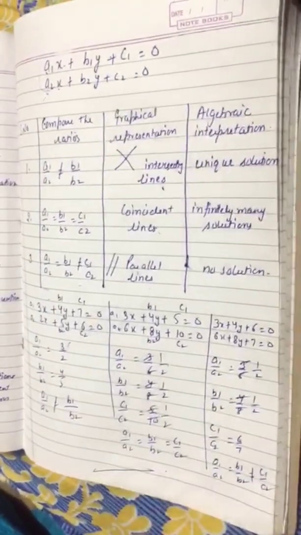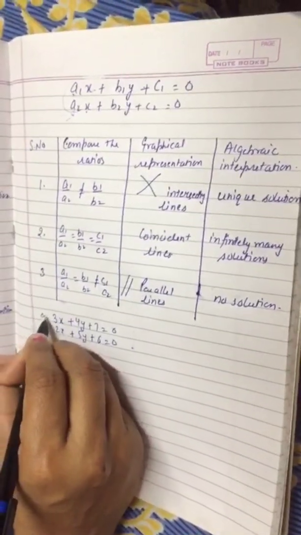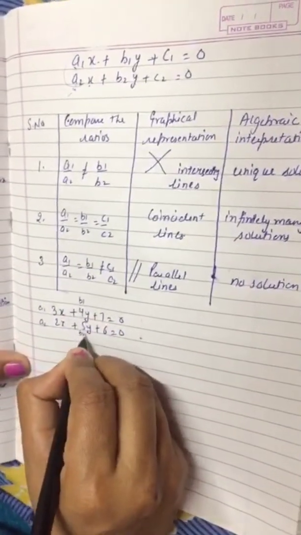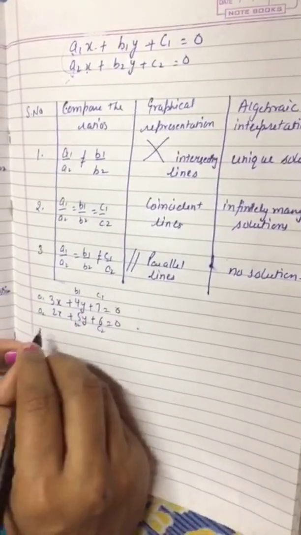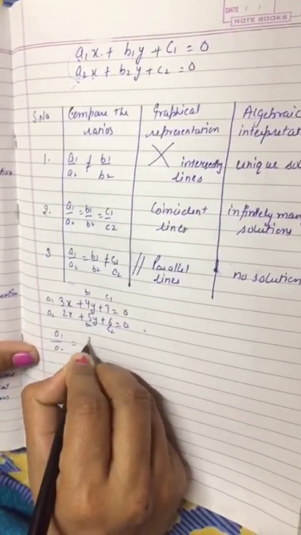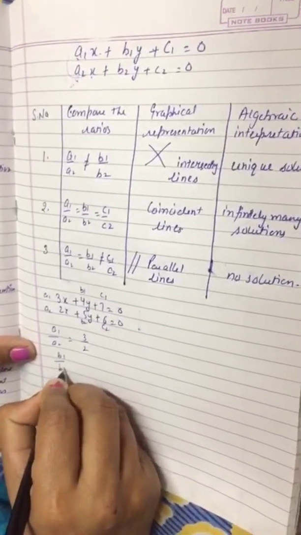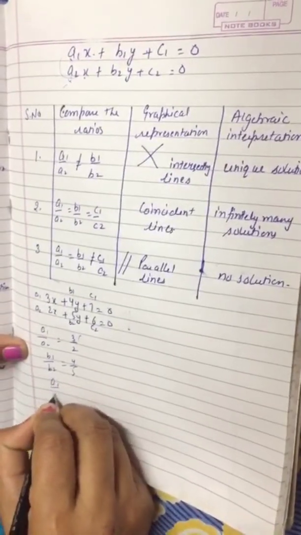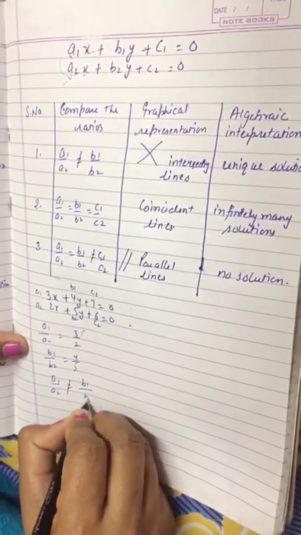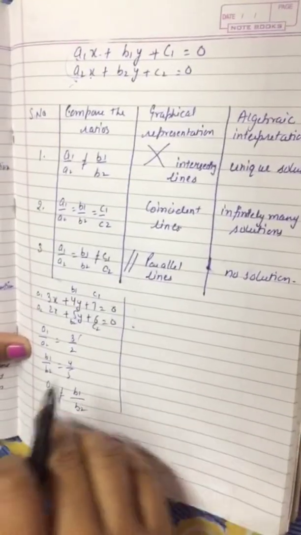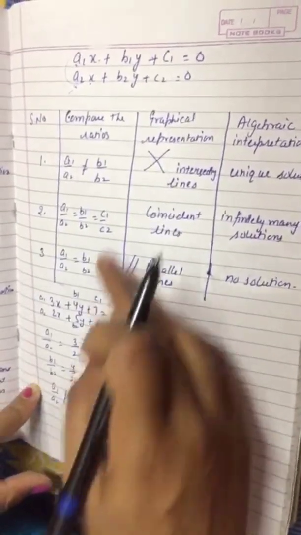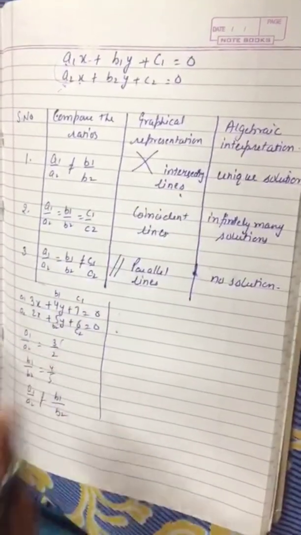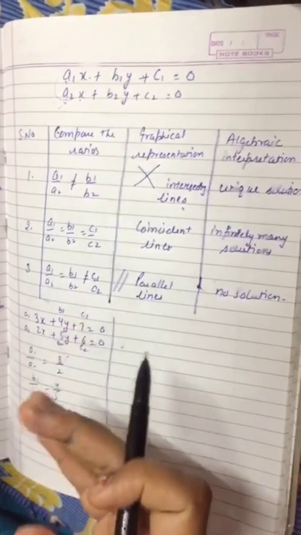Here, this is a1, this is 3, and this is a2. Similarly this is b1, this is b2, this is c1, this is c2. Then a1 by a2 is equal to 3 by 2, b1 by b2 is equal to 4 by 5. You can check that these two ratios are not equal, meaning a1 by a2 is not equal to b1 by b2. What is the meaning of that? When I compare with the formula, I find that the lines are intersecting lines. Without drawing the graph, I can see that the lines intersect.